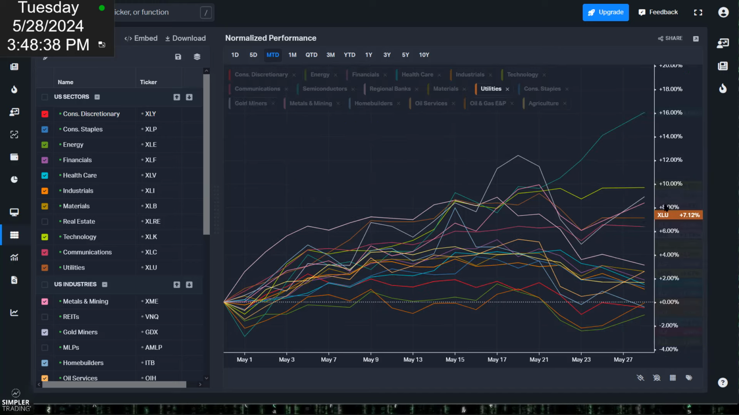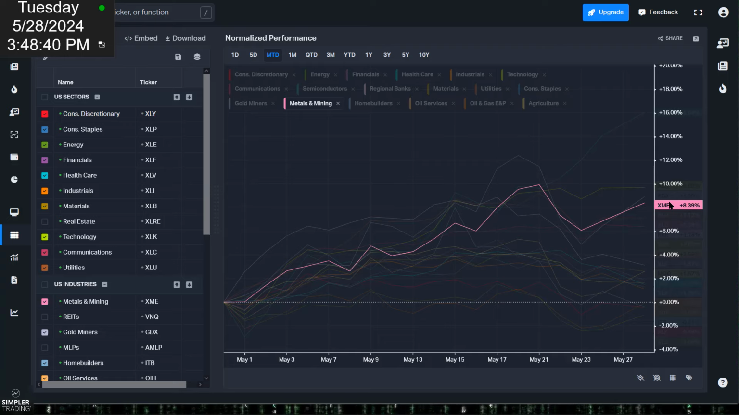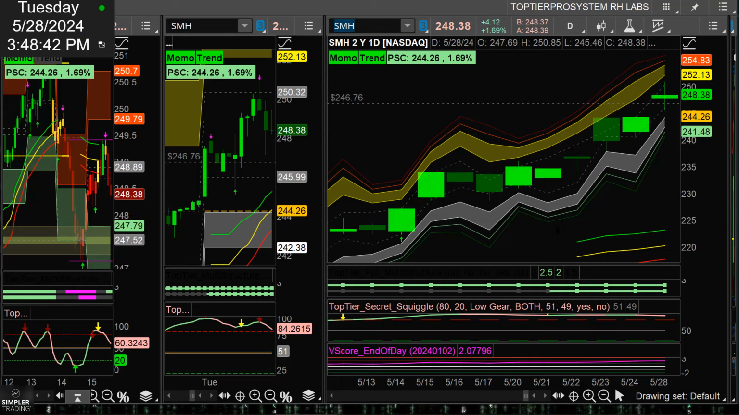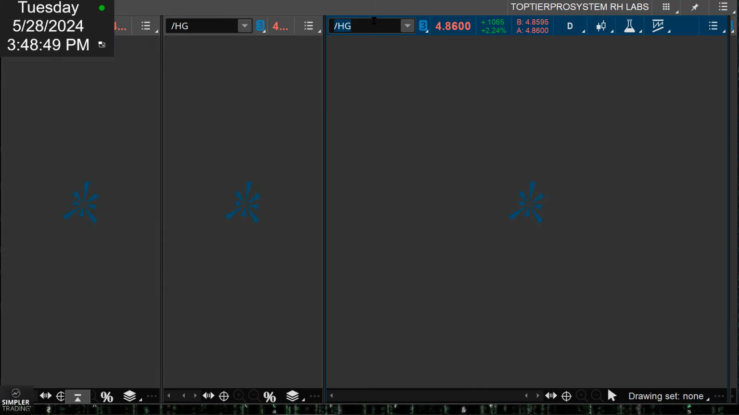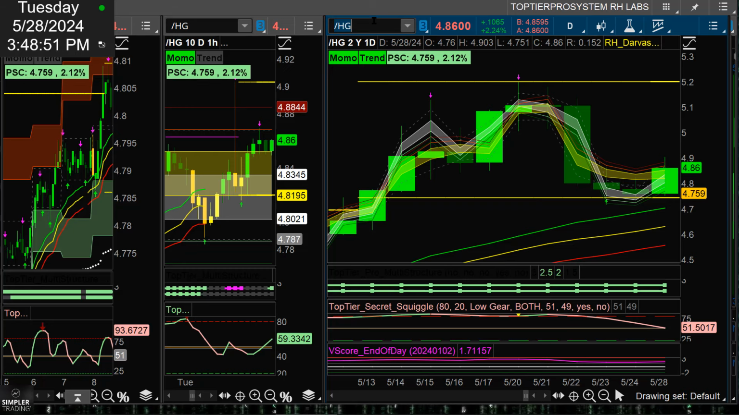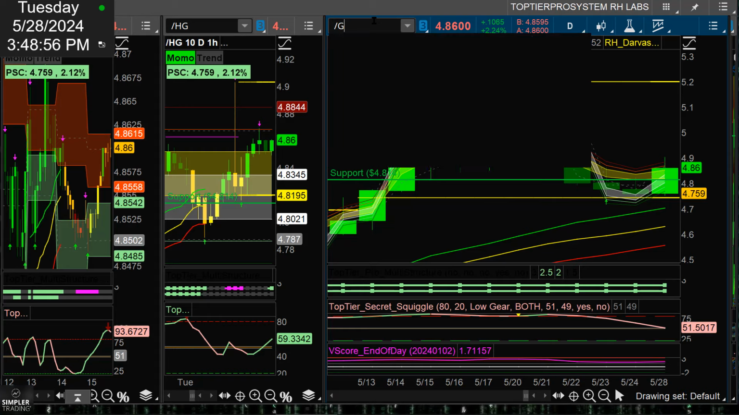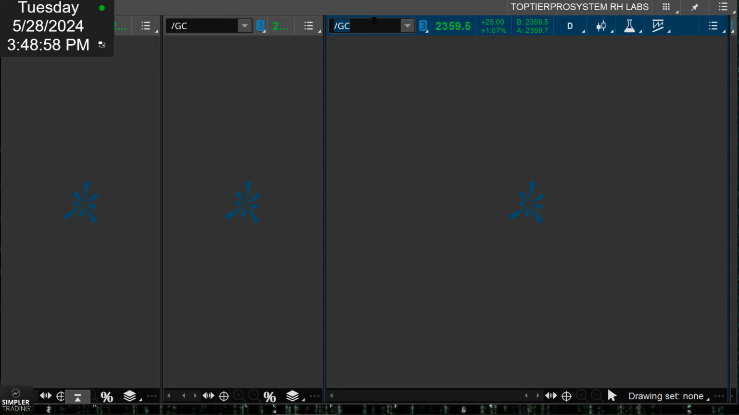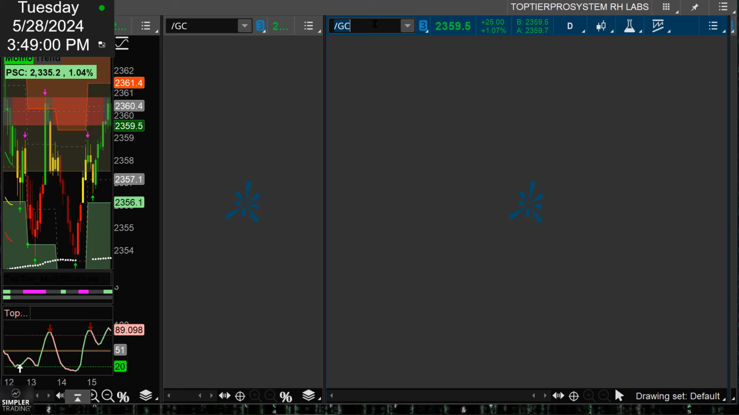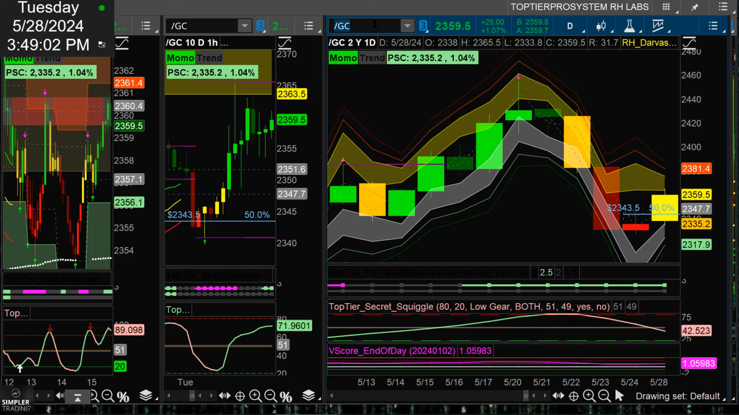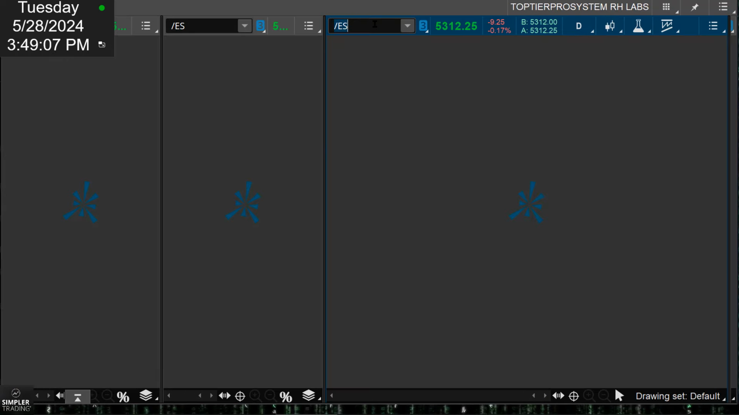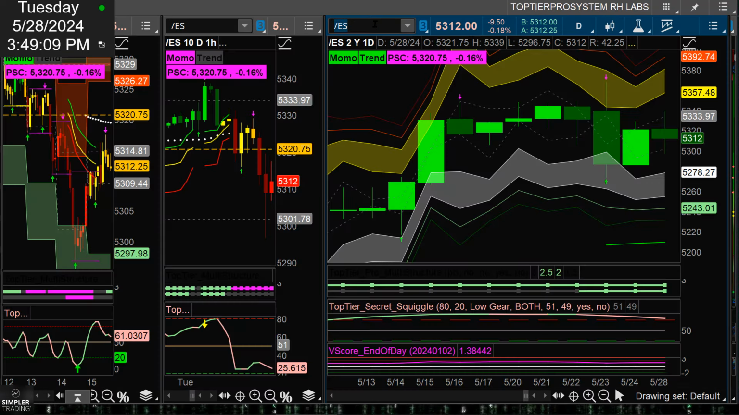And then that brings us to names like gold miners and metals. Now, if you want to know what gold miners and metals are most likely to do, and again, they are strong, keep an eye on copper, HG futures, and keep an eye on gold, GC futures. And as we're taking a look at futures, this is a really good reminder that as we're going into the last week of May, the S&P and the NASDAQ have both organized into uptrends.